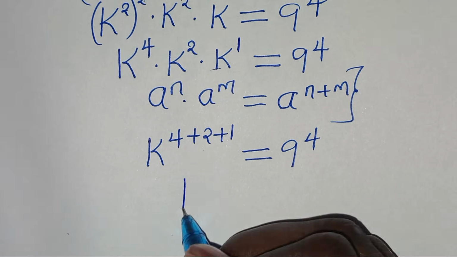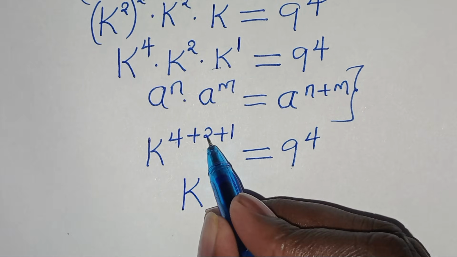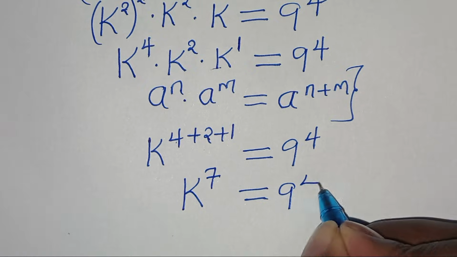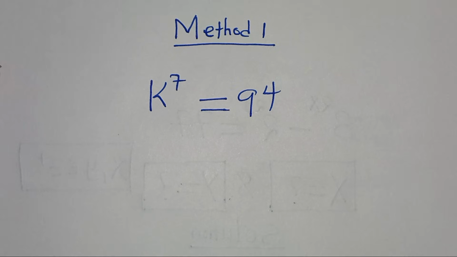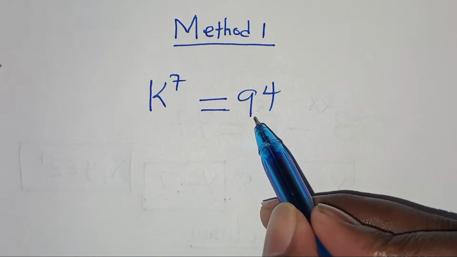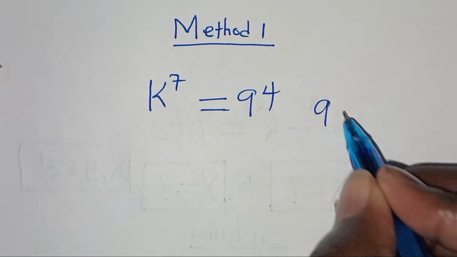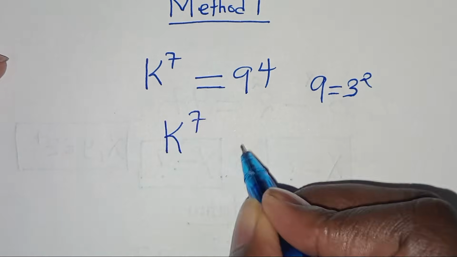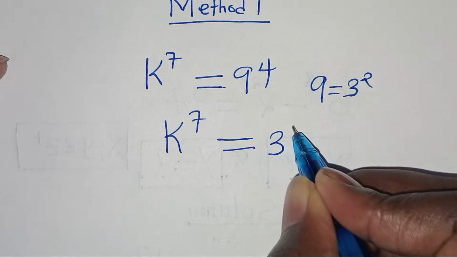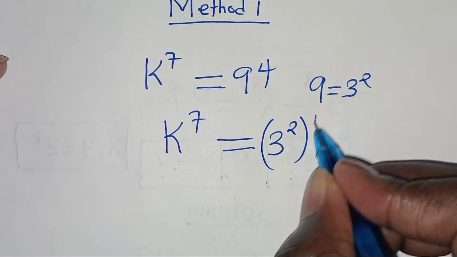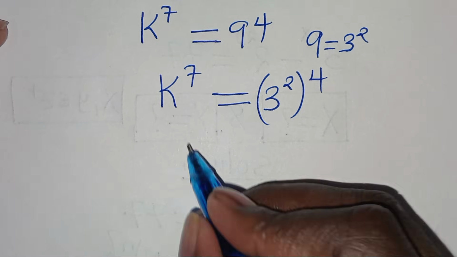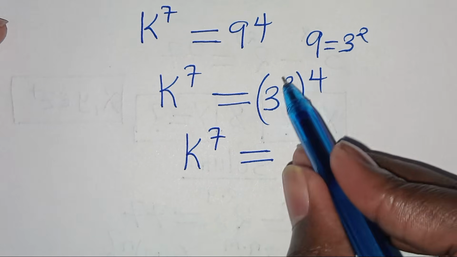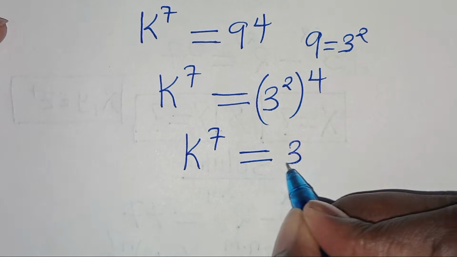So this implies that we have k to the power of 4 plus 2, this is 6, plus 1, this is 7. Then this is equal to 9 to the power of 4. So we have k to the power of 7 equal to 9 to the power of 4. We can express 9 as 3 to the power of 2. So k to the power of 7 is equal to 3 to the power of 2 raised to the power of 4. Now this is 2 times 4, so this is 3 to the power of 8.